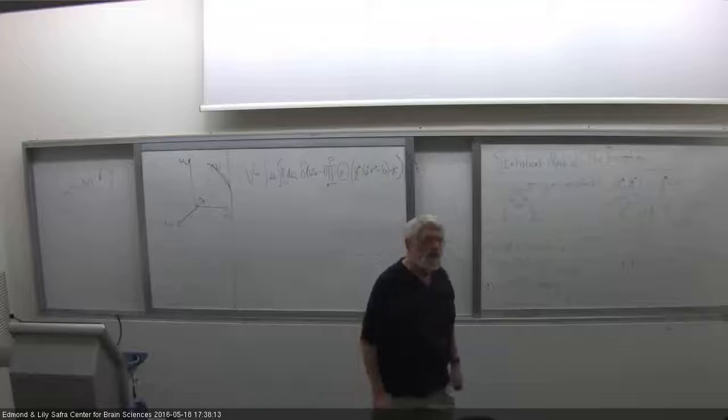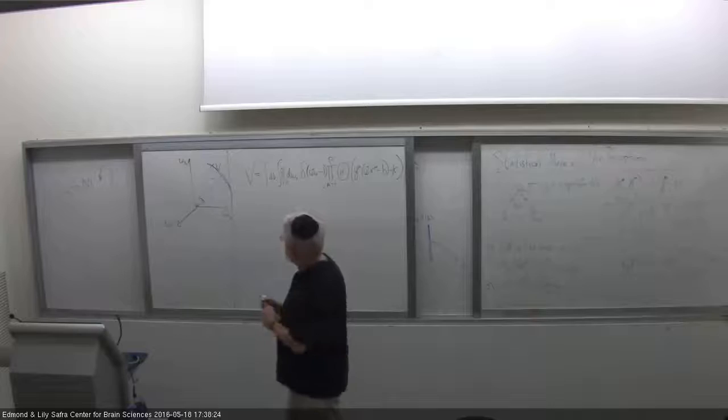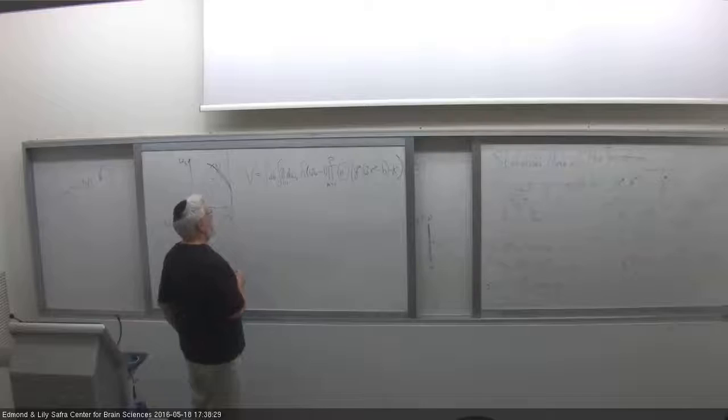So unfortunately we're going to have to do something about it. And one of the tools that we have is the replica tool. That's precisely what Gardner has done. We're going to average V^n.